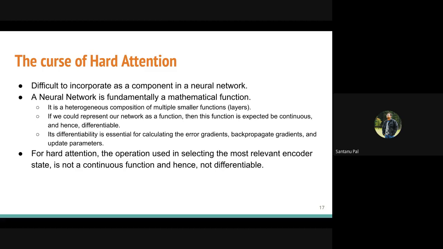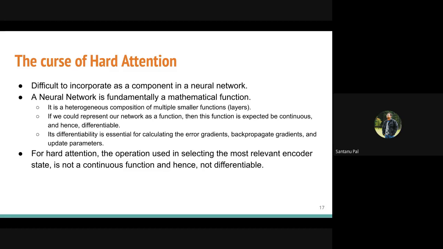Although it is very simple and simplified, you are getting the best probable alignment, the best probable word between source and target. But in this case, it is very hard to incorporate in a neural network actually.